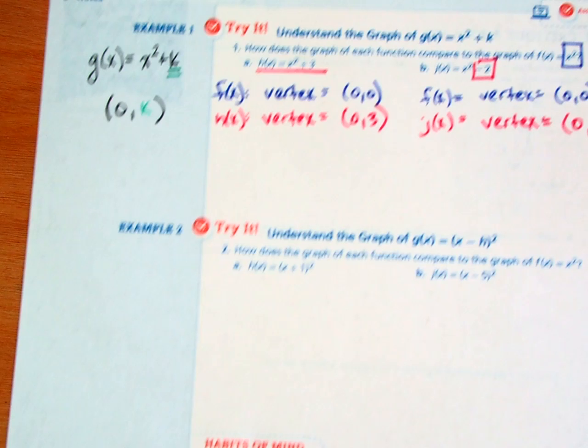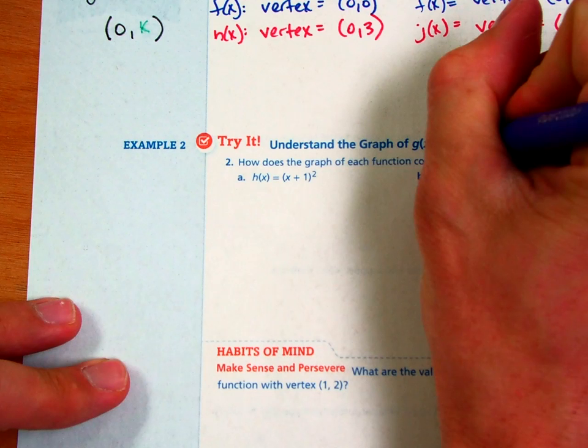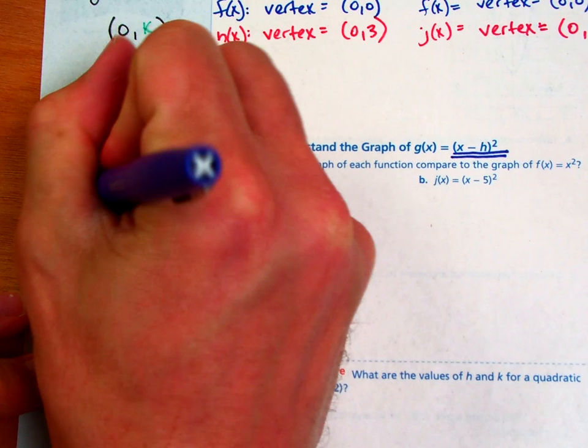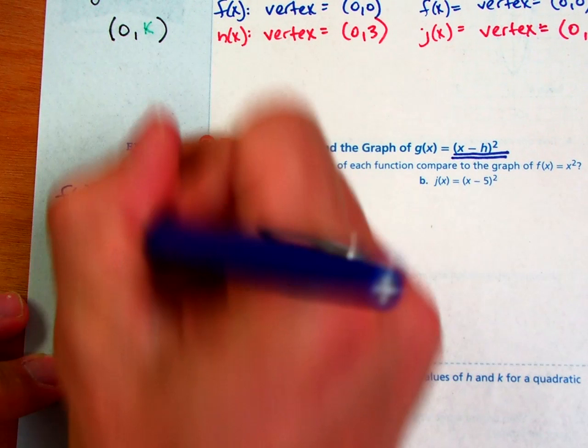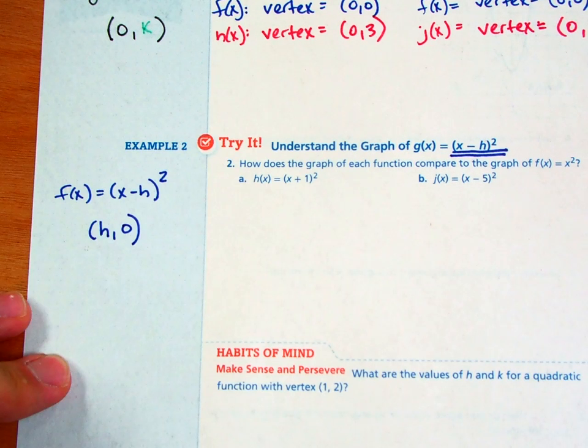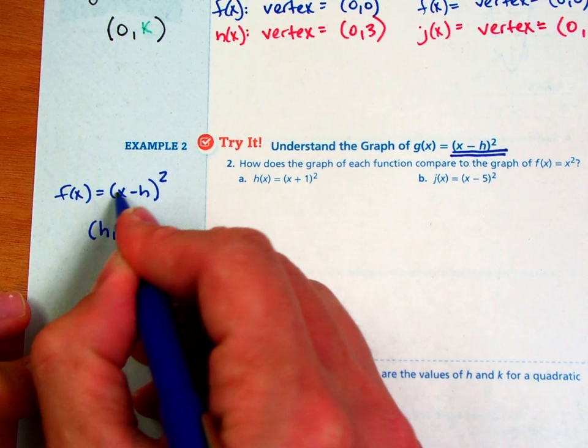Now in example 2, we're looking at what happens when we add or subtract a value inside the parentheses. So we're not adding it to the x squared, but we're adding or subtracting it to the x. And so what happens here is that this h affects the x value of the vertex. We're not adding anything to the squared part, so the y value stays the same, but the h, that value that we're adding in the parentheses, is going to affect the x value.